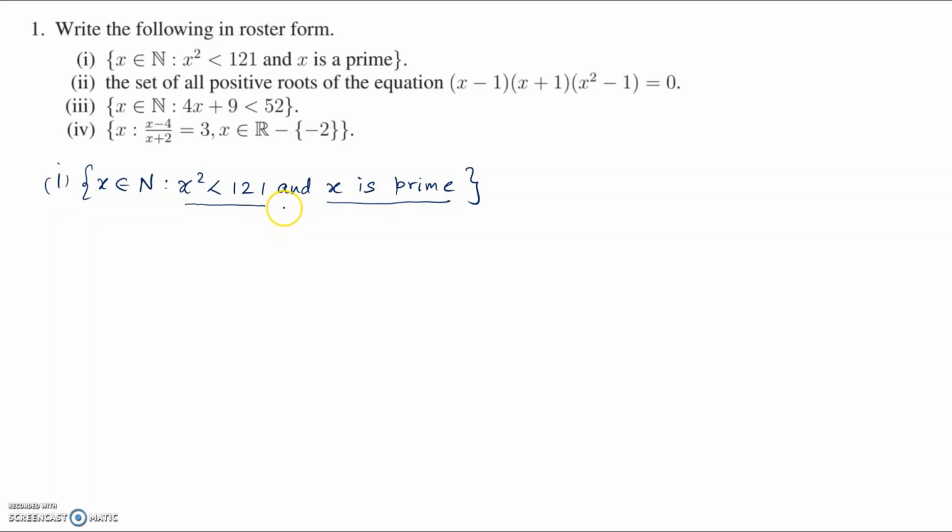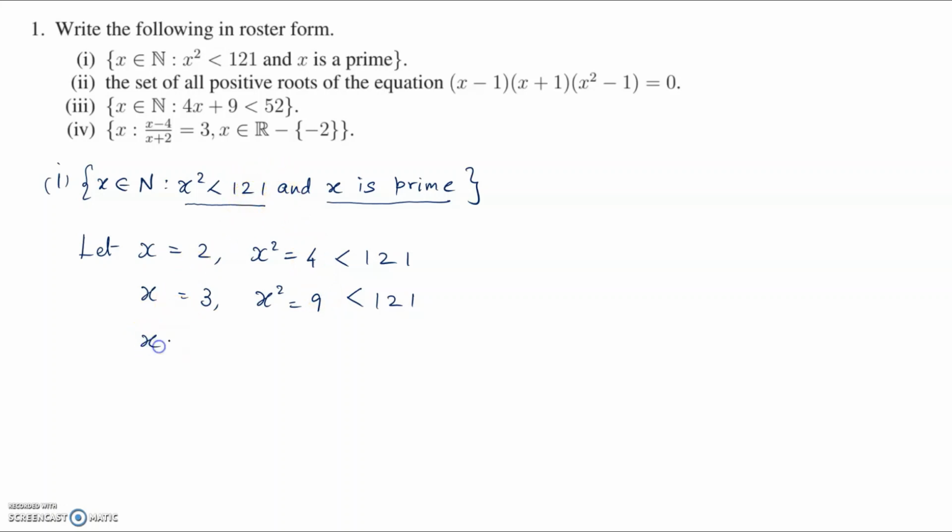So let's start working with the prime numbers. Now let's consider the smallest prime number, which is x is equal to 2. So x squared will be now equal to 4, and that's less than 121. So it satisfies the condition. So 2 has to be a member of this set. Then let's consider the next prime number, which is 3. So x squared is equal to 9. Again, that is less than 121. Again, it satisfies the condition.